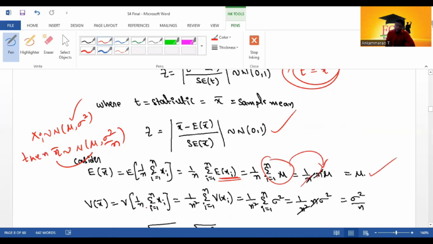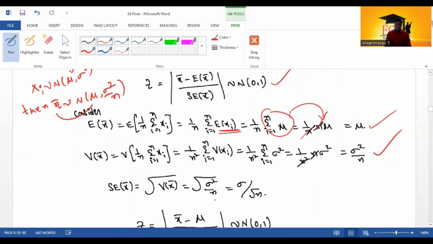Variance of x bar equal to variance of 1 by n into summation xi equal to 1 by n square summation i equal to 1 to n variance of xi. 1 by n square into summation i equal to 1 to n of sigma square, that is 1 by n square into n sigma square, that is sigma square by n. So the standard deviation of x bar equal to under root of variance of x bar, under root of sigma square by n, is sigma by root n.